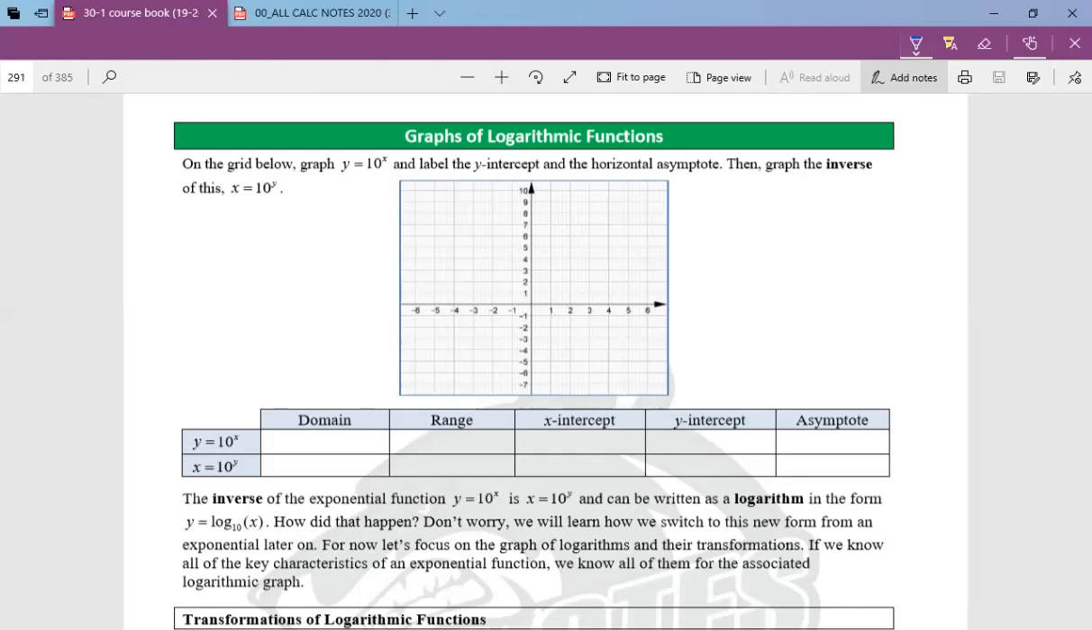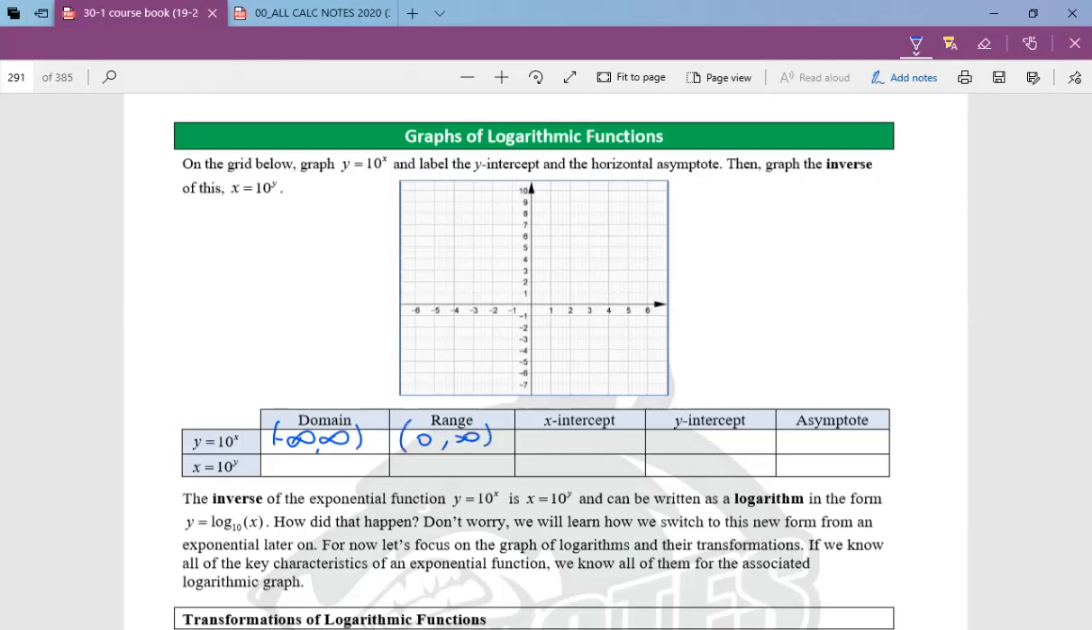All right, this starts off with our grid where we're graphing y is equal to 10 to the x. We're going to label y-intercepts and horizontal asymptotes, and then we're going to graph the inverse of it. Starting with the original, y is equal to 10 to the x, we have a domain of all real numbers, going from negative infinity to infinity. I'll write this one in interval notation. Our range, like we saw before, is everything from 0 to infinity.